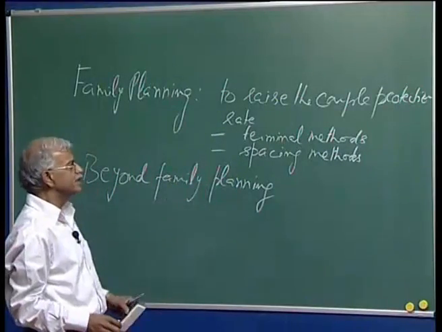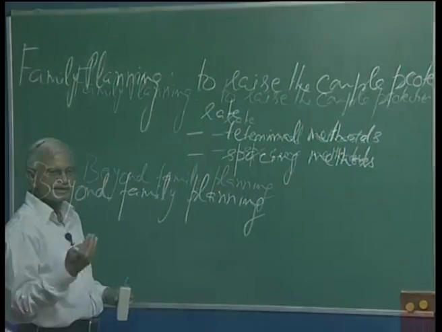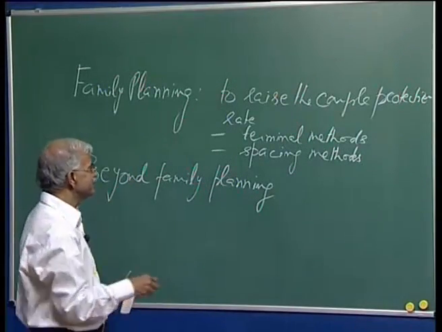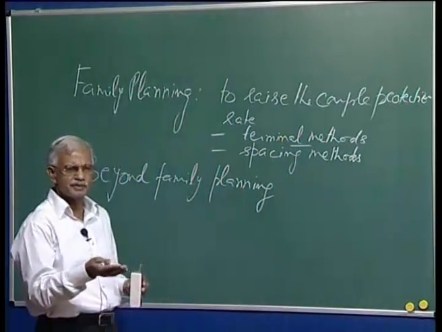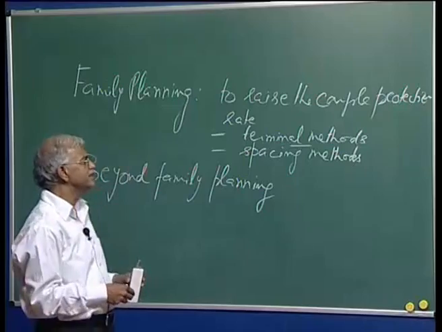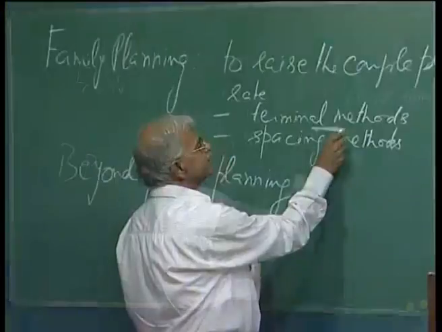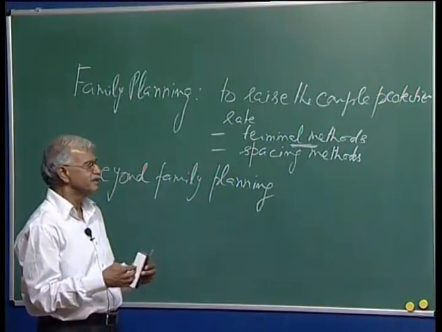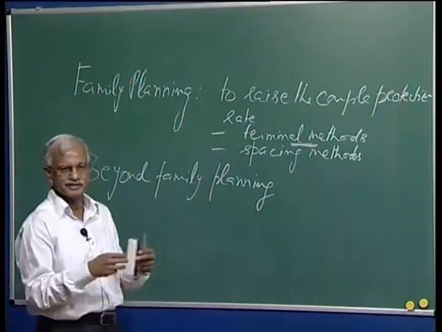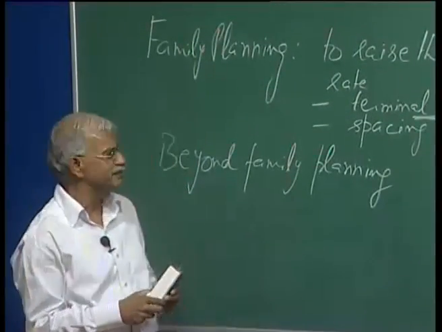Terminal methods include surgical operations like male sterilization and female sterilization. It is terminal because once a couple, any one of them, husband or wife, has gone for a terminal method like surgical operation, then the family size or the reproductive performance is terminated forever. There is no more chance in the reproductive period to produce a baby.